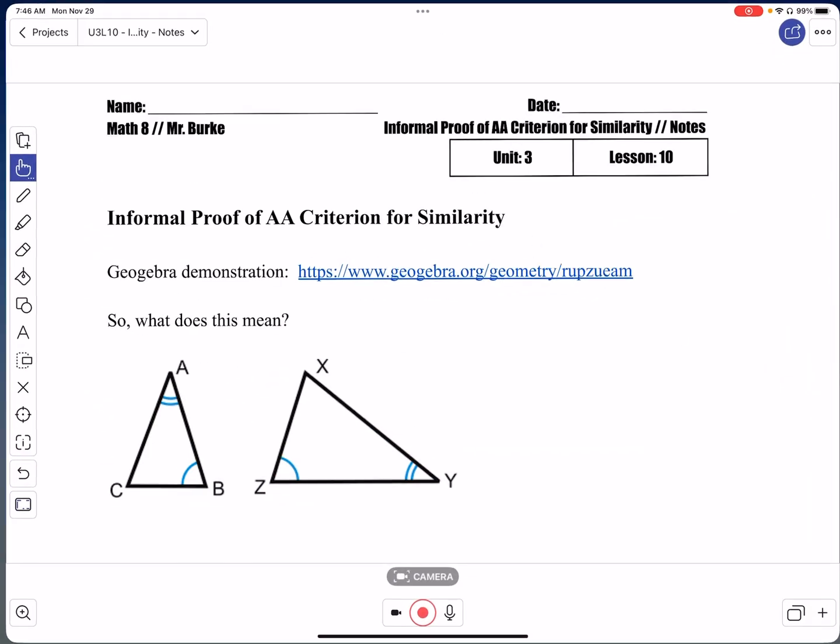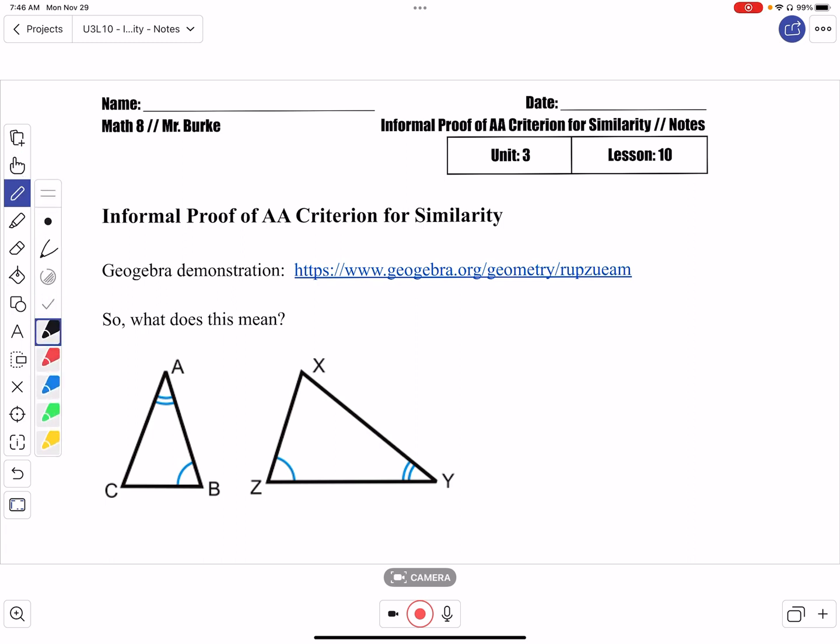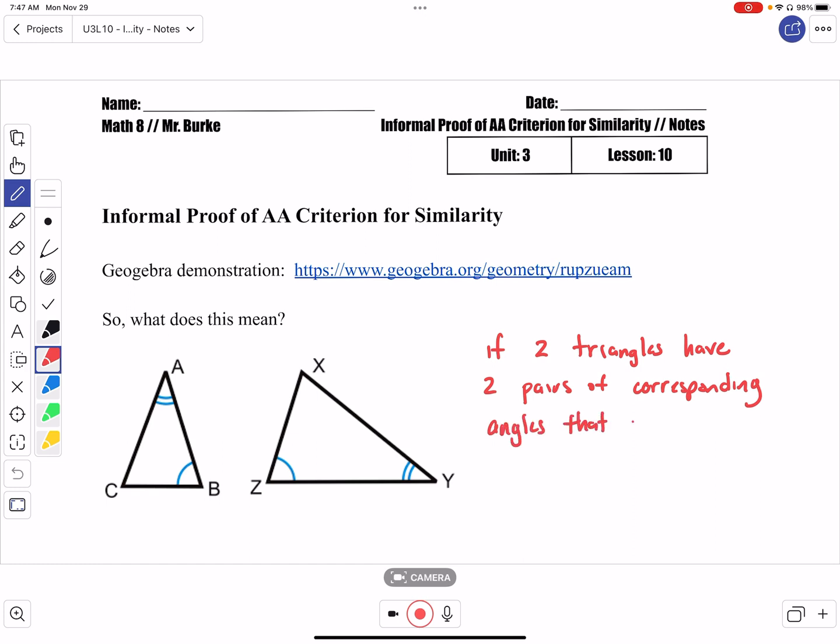So what does that tell us? That tells us that if two triangles have two pairs of corresponding angles that are congruent, then those triangles are similar.